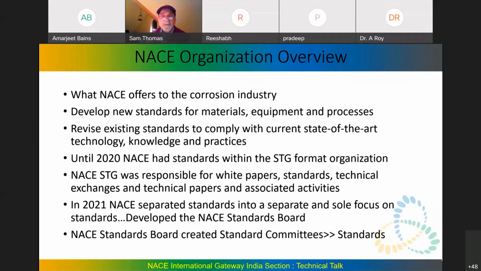But as the members of NACE, we're the ones that really drive the standard, drive the revisions. So their intent was, let's have a focus only on standards and form what they call the Standards Board. And then from that, they form what we call the standards groups. And today there's 23 different standards groups, and each one has a chair.